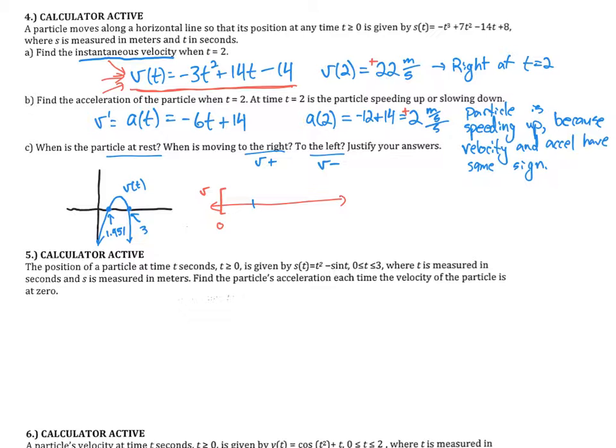And if you do the same for the other 0, you'll find that the velocity is 0 when t equals 3.215. So these are both of my 2 time values for which the velocity is 0, or when the particle is at rest. So the particle is at rest at both of those times.